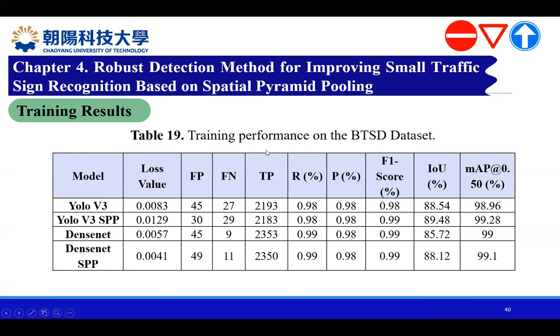And the training performance on the PTSD dataset we can see here. I'm using YOLO-V3 SPP, Densenet, and Densenet SPP. As we can see here, YOLO-V3 SPP achieved the highest performance, 99.28% for mAP.